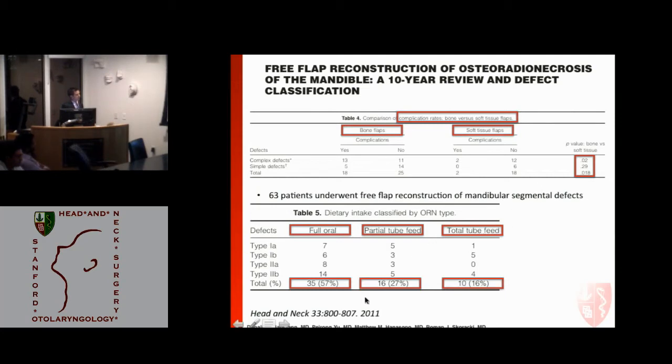And all in all, what I wanted to get out of this paper was that the rate of patients resulting in a full oral diet, so no dependency whatsoever on either NG tube or gastrostomy tube, was 57%. So not great. Partially good. Partial tube feed dependency was 27%, so overall, over 80% of patients had at least resumption of some oral diet. There's a significant amount that still require a G-tube for their complete nutritional requirements.